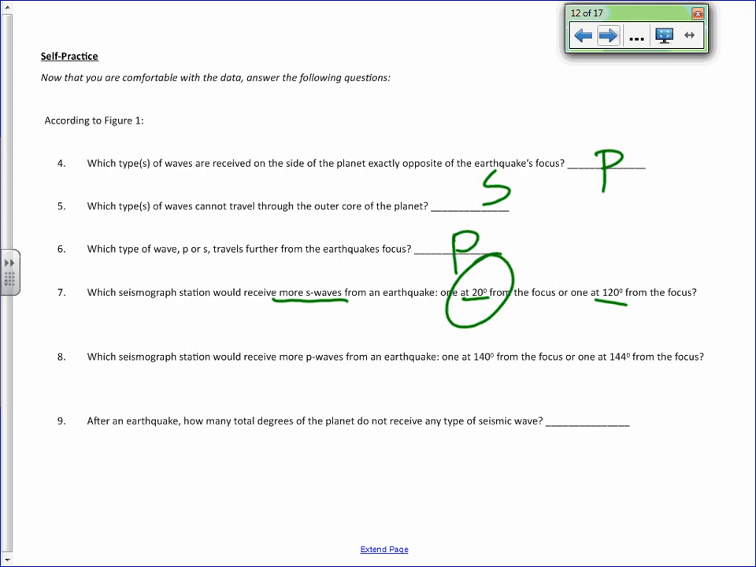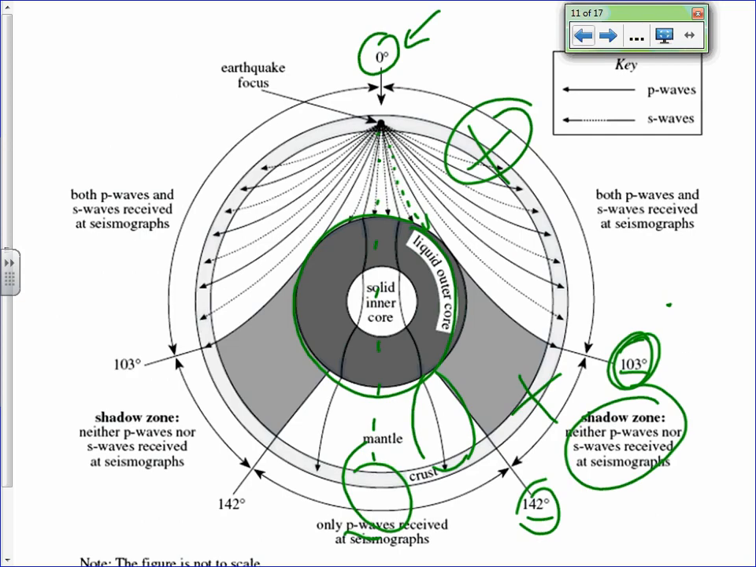Which seismograph station will receive more P waves? One at 140 or one at 144? How would you get this one? Go past 142, and then cross right there, so 144. Right past 142 would be 144, and where would we find the other one we're comparing it to, 140? Oh, right between 142 and 103. Excellent, right on the other side there.